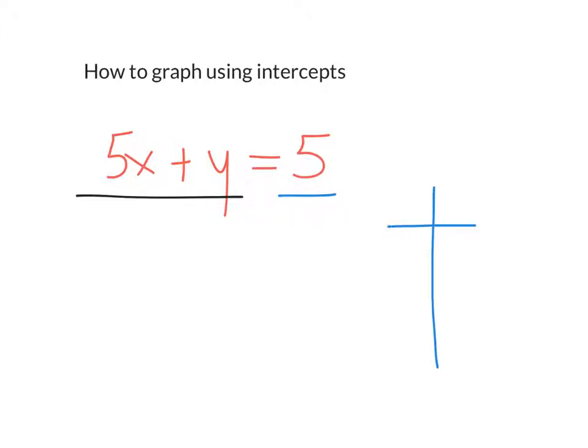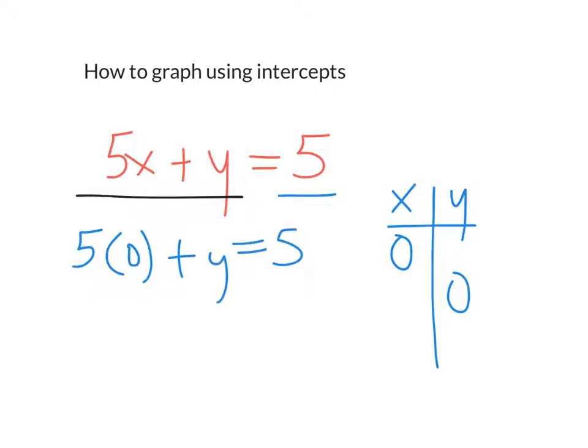by substituting in 0 for x and then 0 for y. Let me show you what I mean. If I substitute in 0 for x, what I'm left with is this. Y is going to be equal to 5. If I substitute 0 for y, what I'm going to be left with is this.